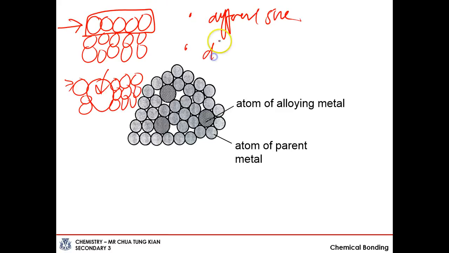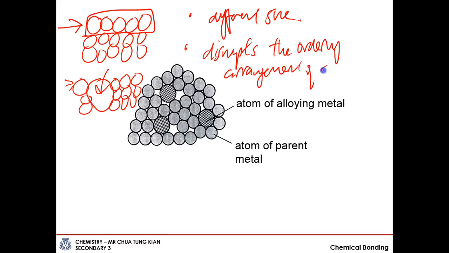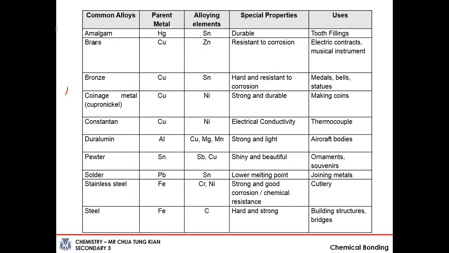Why? Because it disrupts the orderly arrangement of the layers. So as a result, the layers can't slide. If it can't slide, it means it is less malleable, less ductile, and harder than the original metal. Some examples of alloys here.